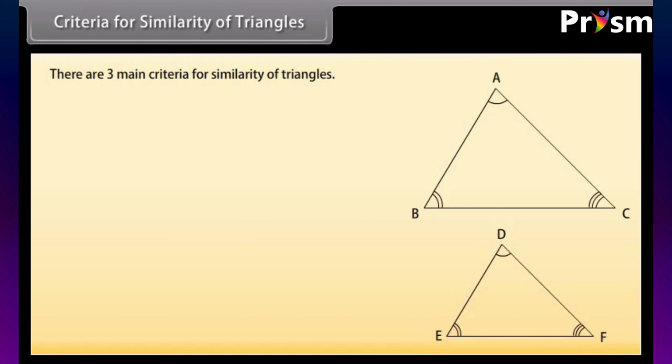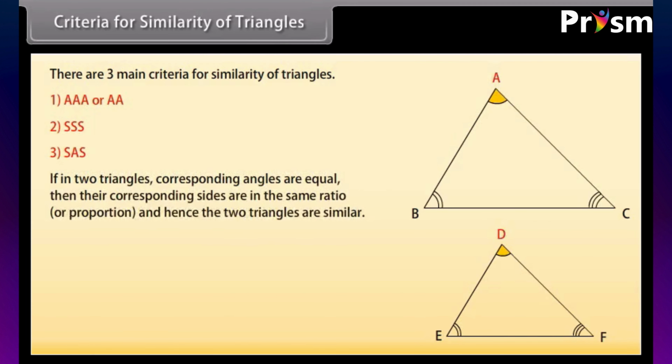Criteria for similarity of triangles. There are 3 main criteria for similarity of triangles: 1. AAA or AA. 2. SSS. 3. SAS. If in 2 triangles, the corresponding angles are equal, then their corresponding sides are proportional, that is, in the same ratio, and hence the triangles are similar.